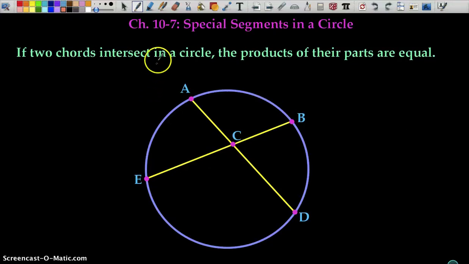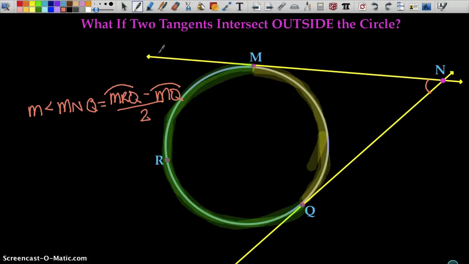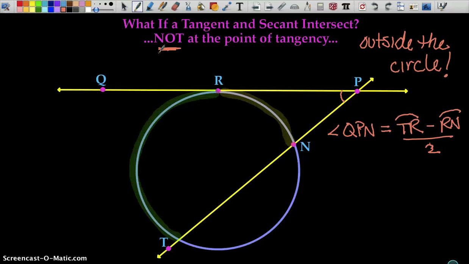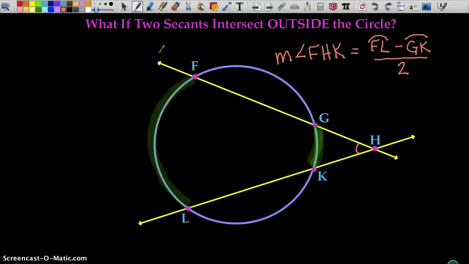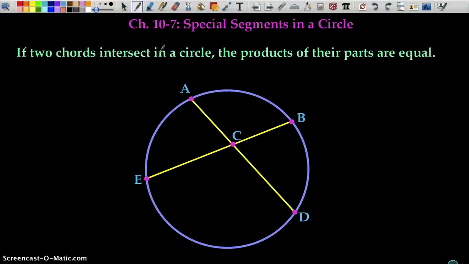Okay, section 7. So that's it for section 6. It's all about the different types of lines and their angles that are made. All right, but now with section 7, we're getting into the segments. So not the angle relationships, but the actual segment relationships.